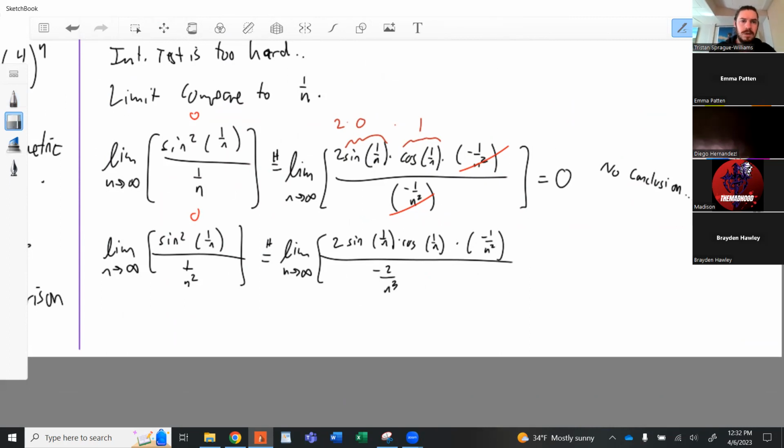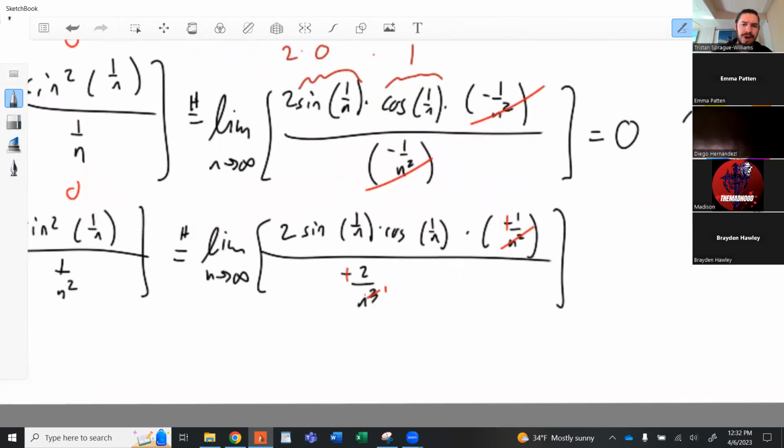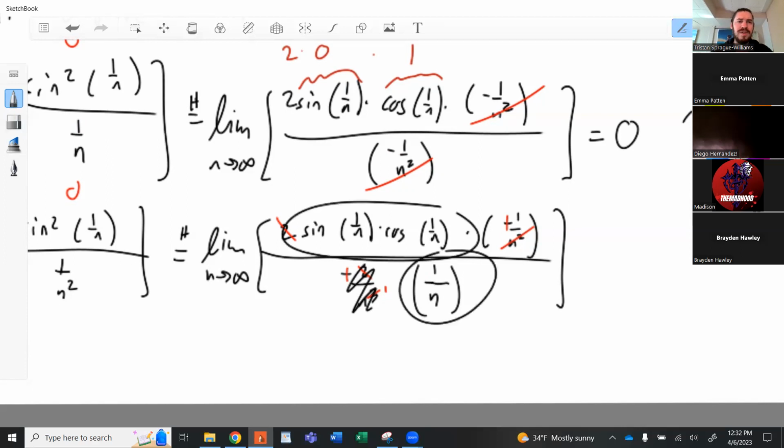Okay. So we do have some canceling, but it's not quite as much canceling as it was before. So the negatives cancel, the n squared cancels here and brings us down to n to the first power. So we have 2 over n down here. Oh, the 2's cancel out. There we go. So this becomes just 1 over n in our denominator. So now we have sine of 1 over n times cosine of 1 over n, all divided by 1 over n. This is still a 0 over 0.